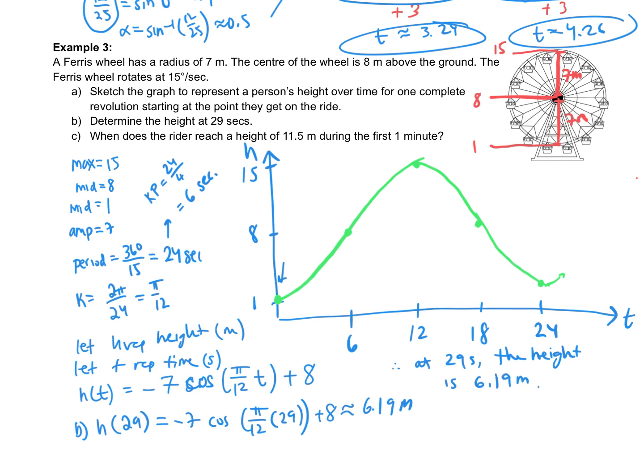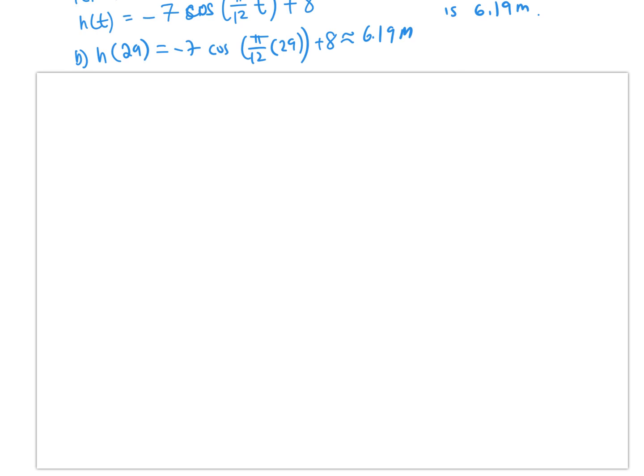And the last question says, when does the rider reach a height of 11.5 meters during the first minute? So we're looking from 0 to 60 seconds, which is going to be a bit more than 2 rotations. So I'm going to have to set my equation equal to 11.5 and then solve. All right. So 11.5 equals -7 cos, and I'm just going to simplify that angle. So theta equals pi over 12t, and now I'm going to solve.